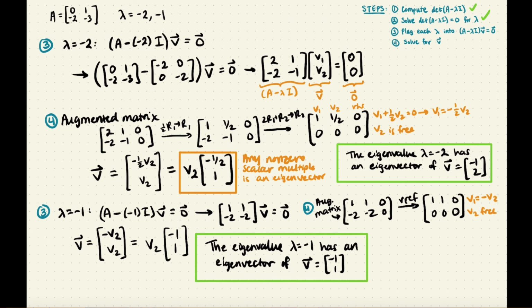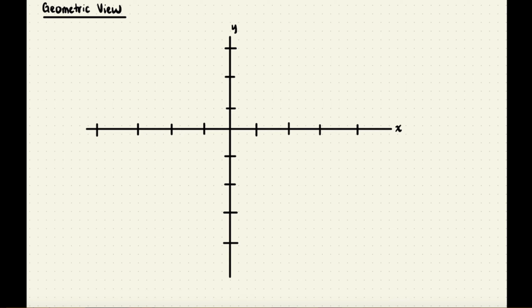Now in this last couple minutes here, I just want to talk a little bit about the geometric meaning of what we just did. So I'm going to label the lambdas, I'm going to give them subscripts just so we can differentiate them. So I'm just going to say lambda 1 is negative 2. That's the first one that we looked at. Doesn't really matter which one you call lambda 1 or lambda 2.